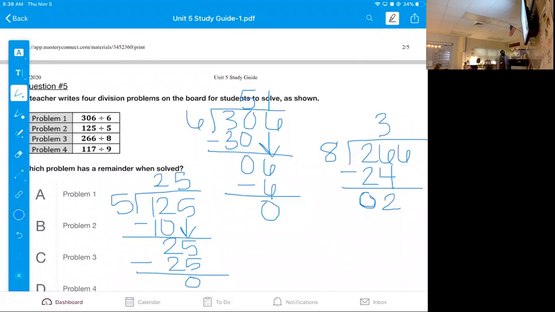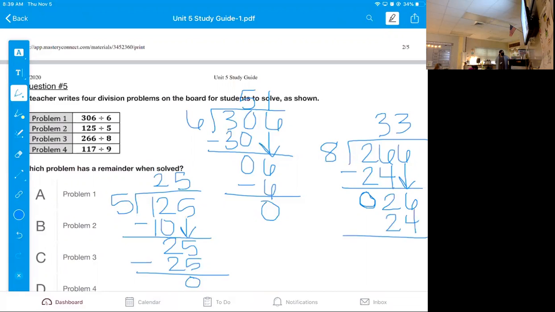Bring down this 6. Now I've got to repeat. So now I need an 8's fact that gets me close to 26 again, right? 8 times 3. Because this is the same number we were just working with, so I should stick with the same fact. 8 times 3 is what? 26.